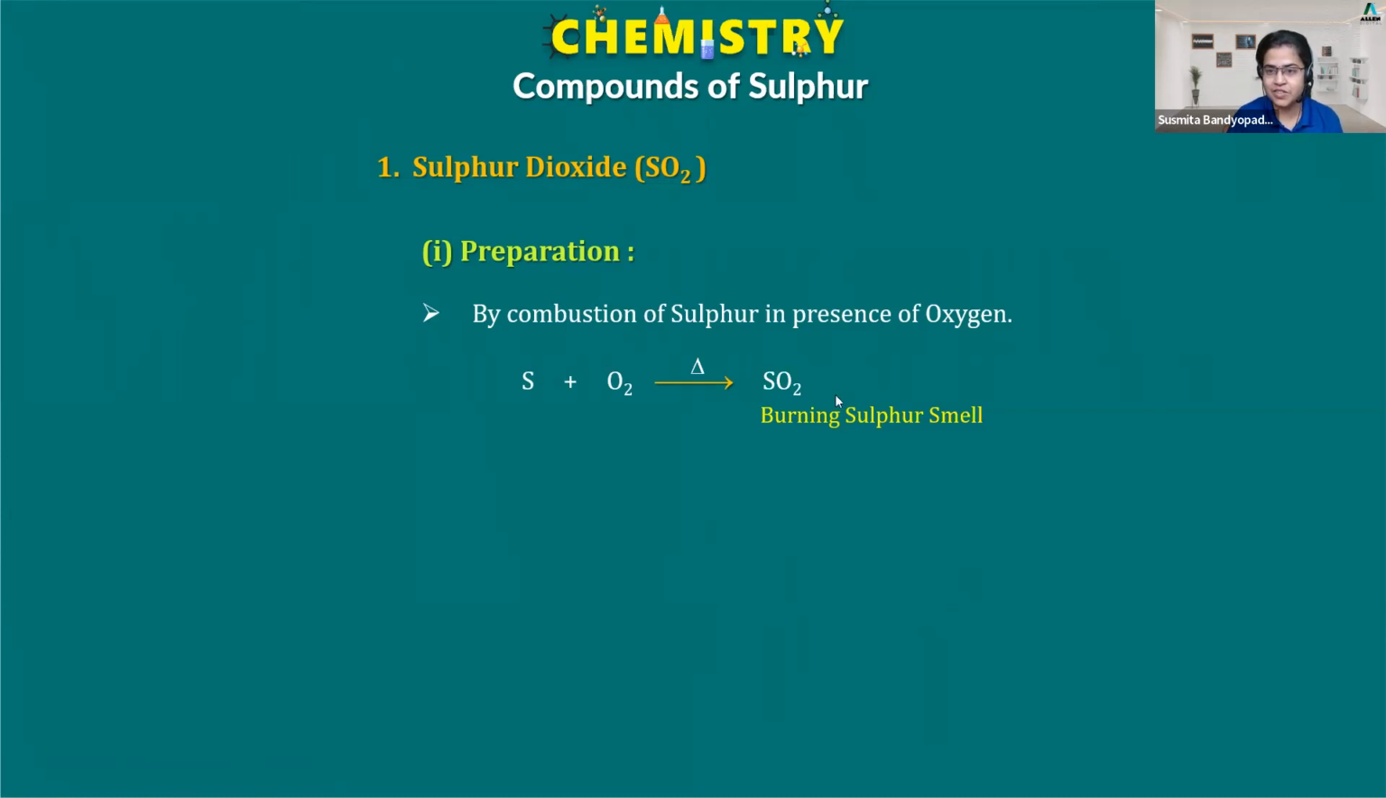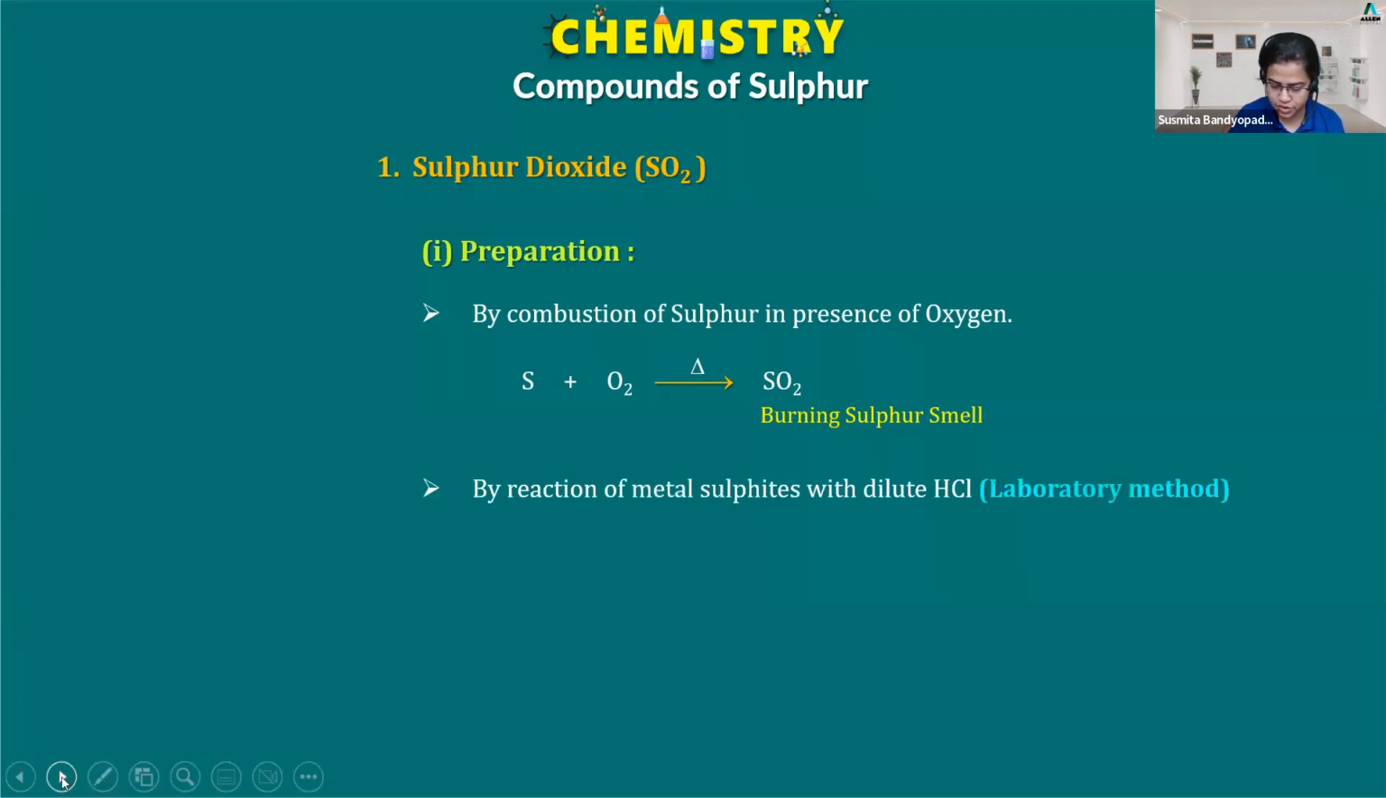So basically, when it's exposed to air or atmosphere for some time, it gets oxidized to the more stable SO3. And when SO3 dissolves in water, it forms H2SO4, a very important troubling component of this rain, and we call it acid rain. So SO2 is prepared by burning sulfur in the presence of oxygen.